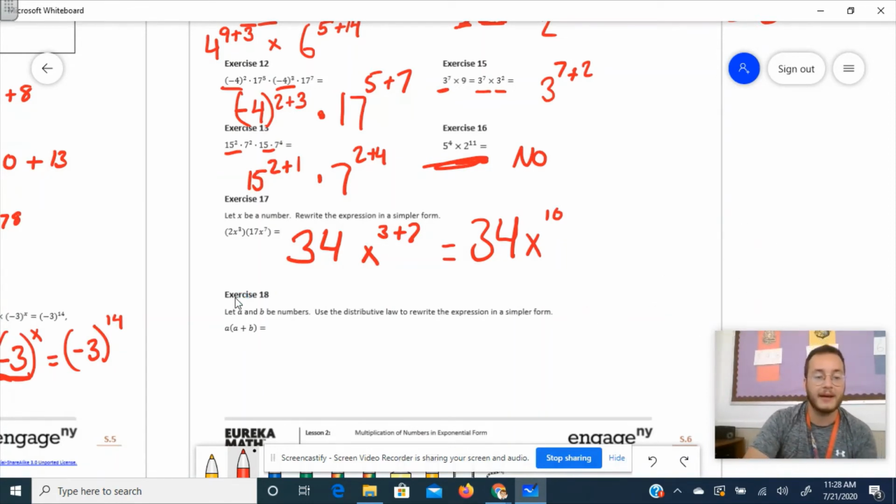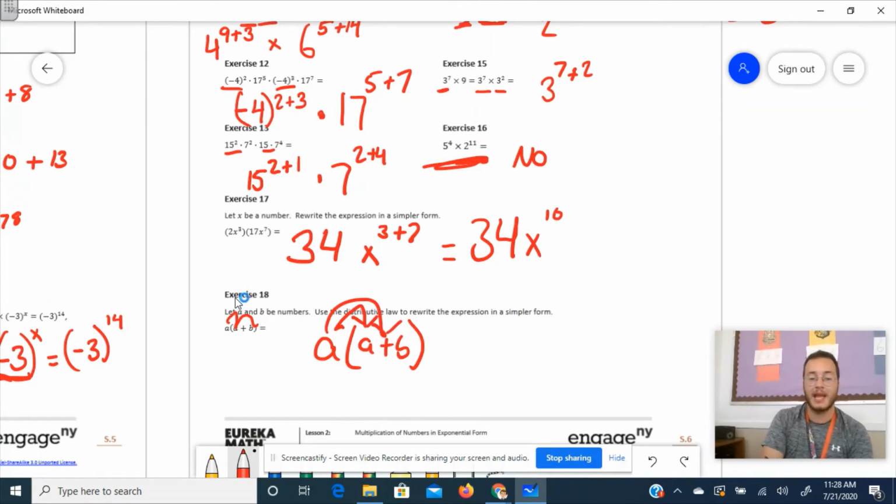Okay, and now we have: let A and B be numbers. We don't know what they are, but we just know that they're A and B. Use the distributive law, or distributive property, to rewrite the expression. So if I have A on the outside of these parentheses, that means A times everything in there. Remember what the distributive property is. A times (A plus B) means I take what's on the outside and multiply it by everything on the inside.